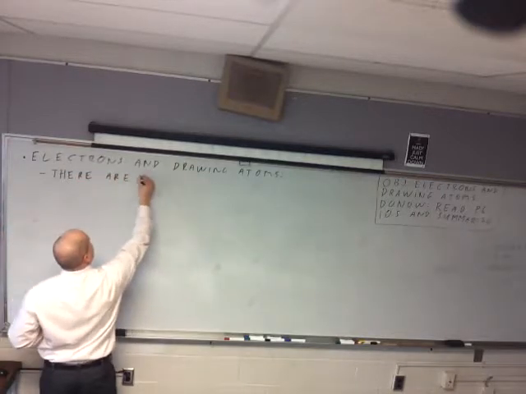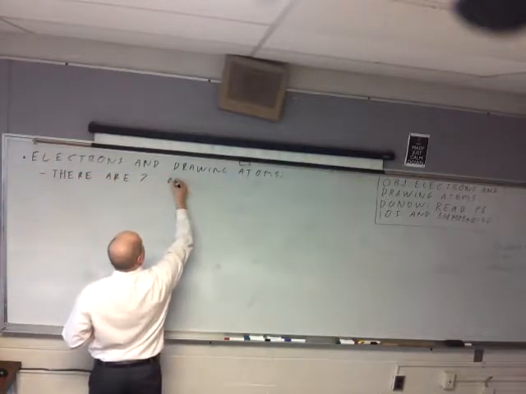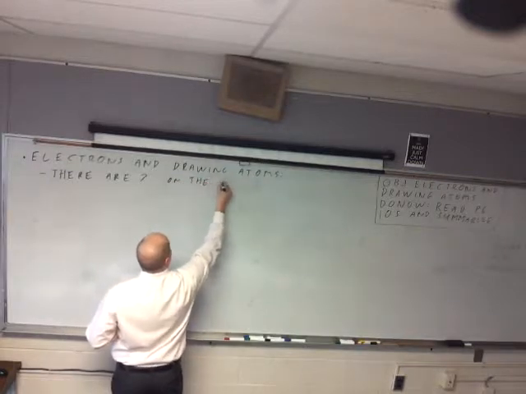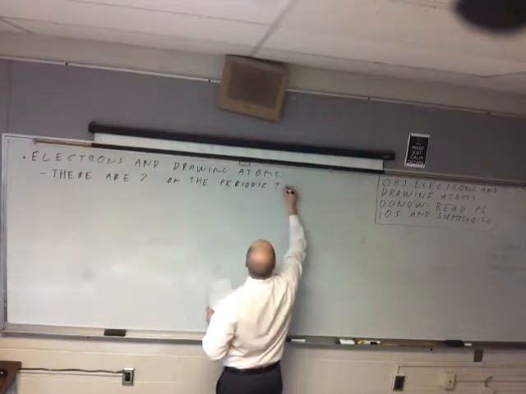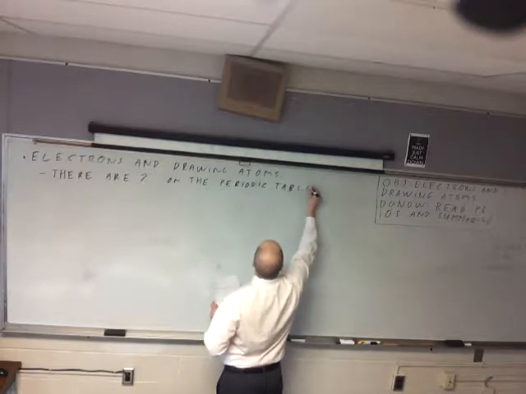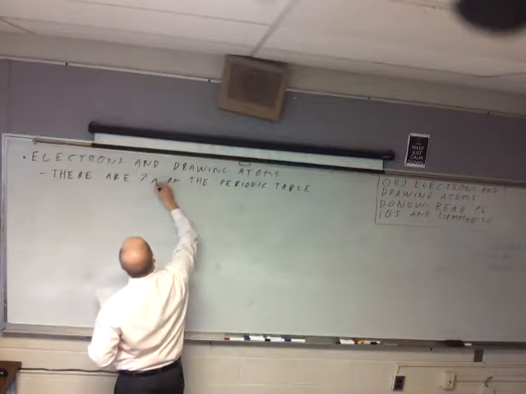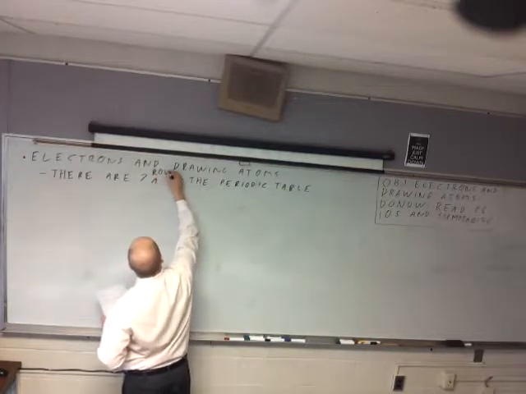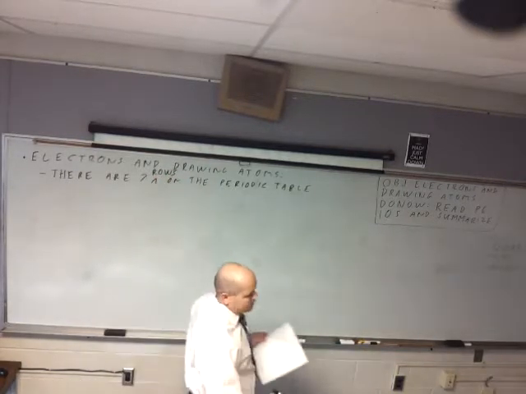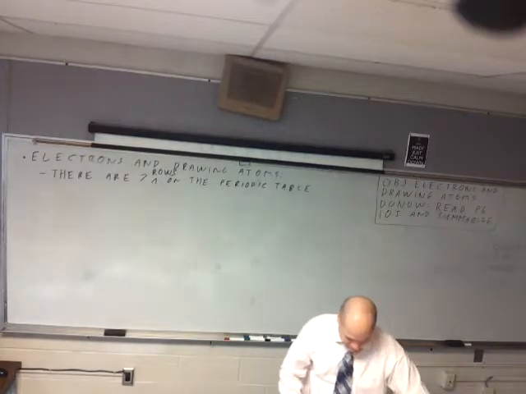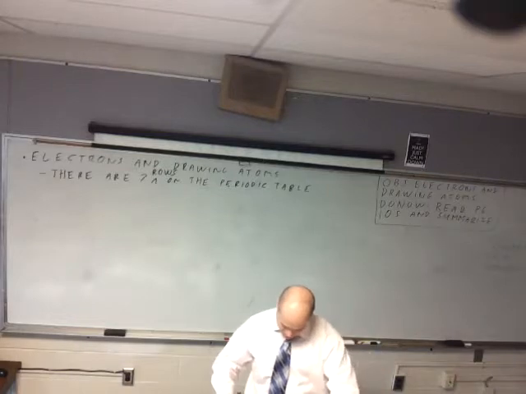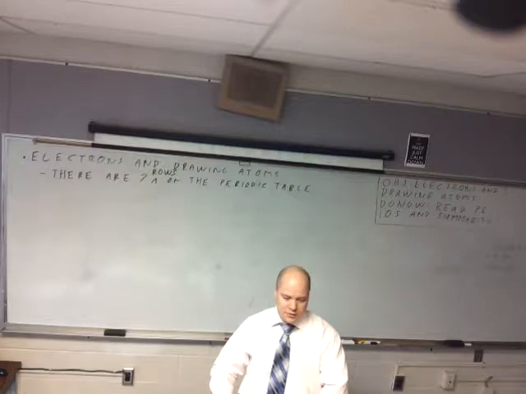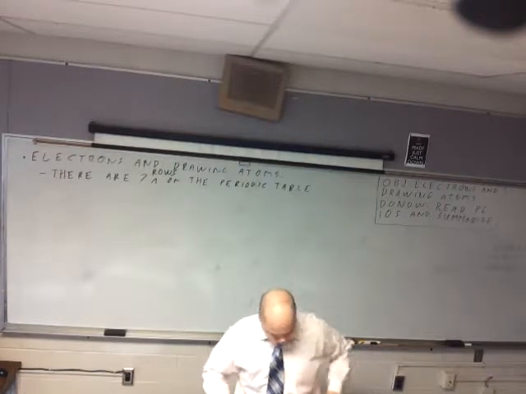There are 7 rows in the periodic table. All right, 7 rows on the periodic table. So that means horizontal, right? First row, second row, third row, fourth, fifth, sixth, seventh, down to here. These two actually go in here at the bottom 2 rows. So there's 7 rows, 1 through 7.